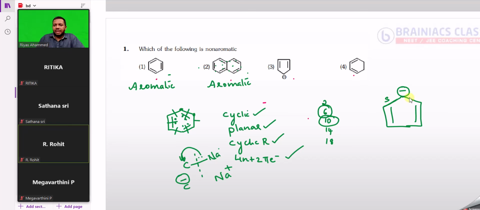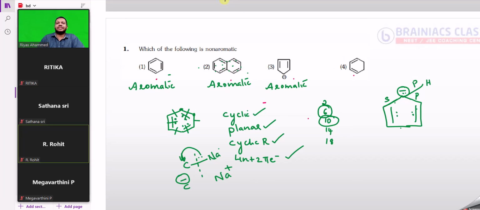Now I know that there is only one hydrogen atom here, so this is also sp2 hybridized. Then if you see double bond, single bond, negative charge, single bond, double bond, single bond, it's varying. Cyclic resonance is there. And the pi electrons you can see are 2, 4, and this lone pair is also involved in resonance. So 2 plus 4 plus 2, that is 6. So I can say all conditions are satisfied, so this is also aromatic.